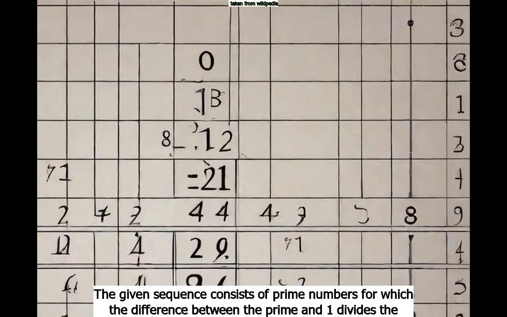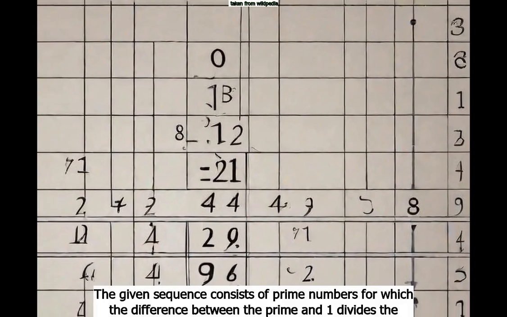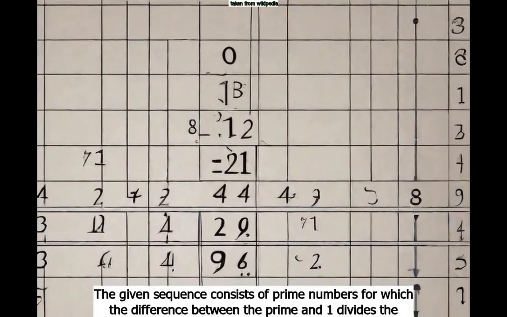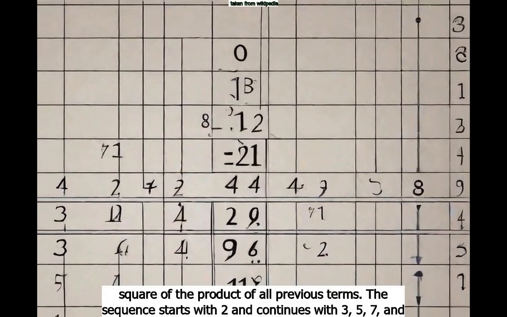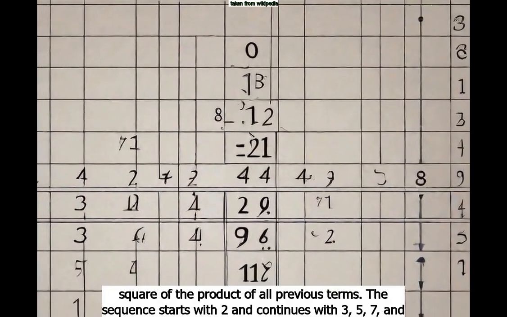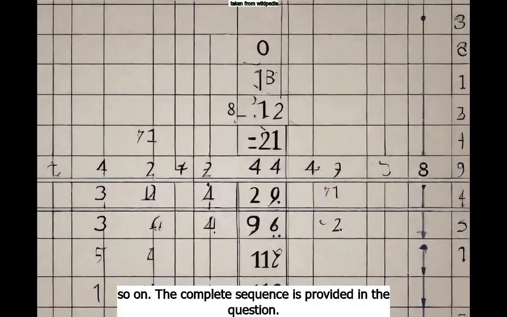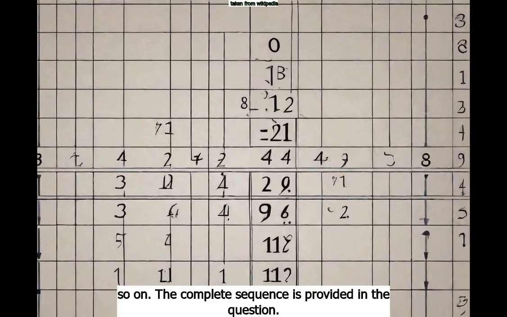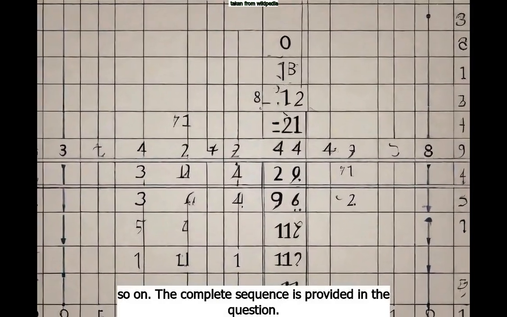The given sequence consists of prime numbers for which the difference between the prime and 1 divides the square of the product of all previous terms. The sequence starts with 2 and continues with 3, 5, 7, and so on. The complete sequence is provided in the question.